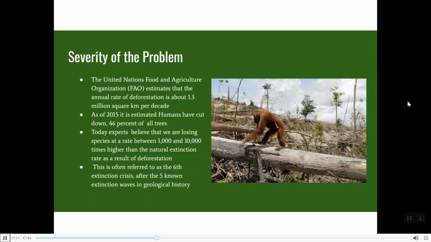If you're not familiar, the natural extinction rate is also known as the background extinction rate, which is the rate that species extinctions would occur if humans weren't around. So natural, without humans and our interference. With that said, they believe that we are in the sixth extinction crisis after the 5 known extinction waves in geological history.